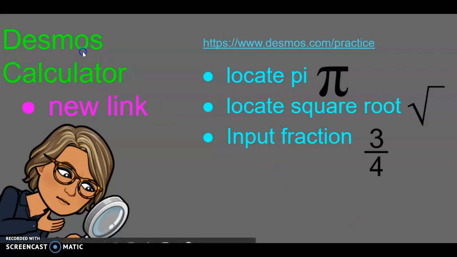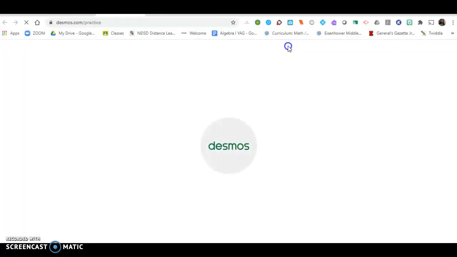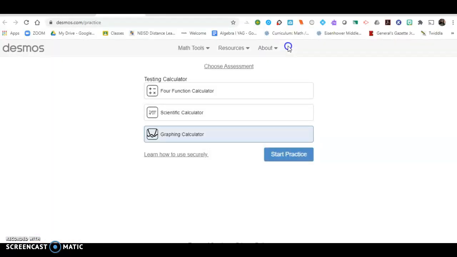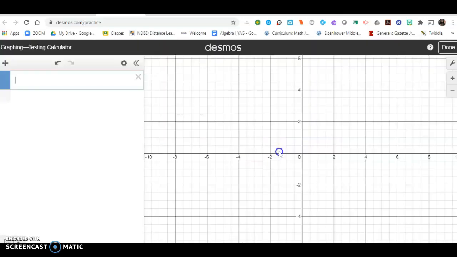I included this here because I put a new link in Google Classroom under resources. I linked it already. So if we click here, it takes me to this screen, and this is what you will also see in Google Classroom. If you click on resources, it takes you automatically to this screen. If we click on calculator under resources, it takes us here. We need to be selecting graphing calculator and start practice. Then we're taken to this screen.